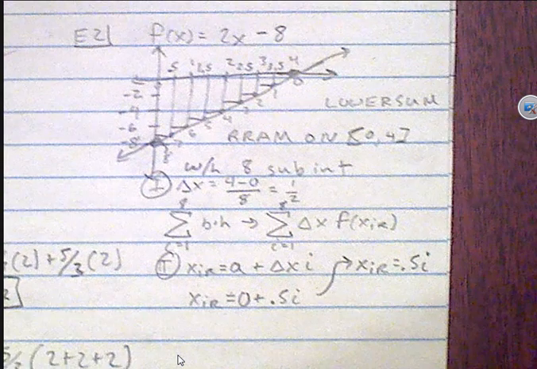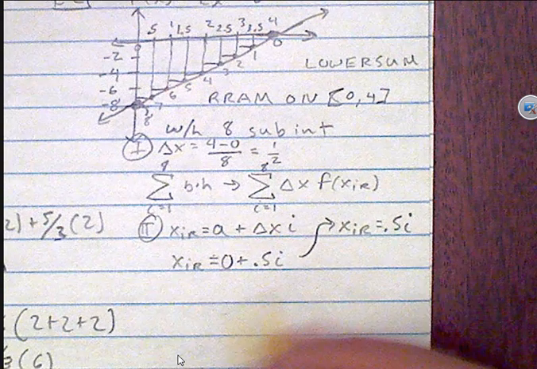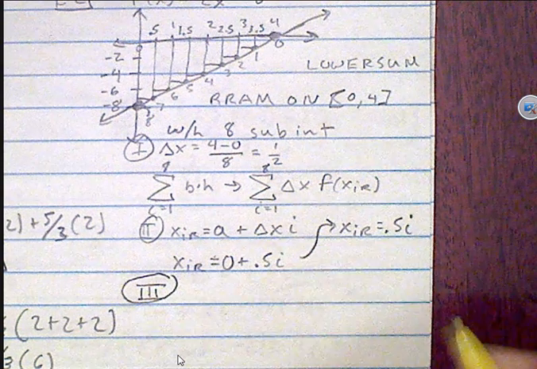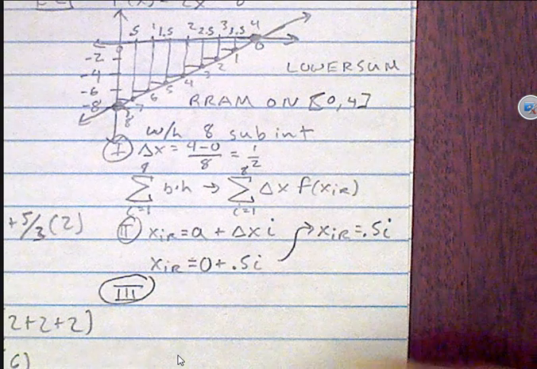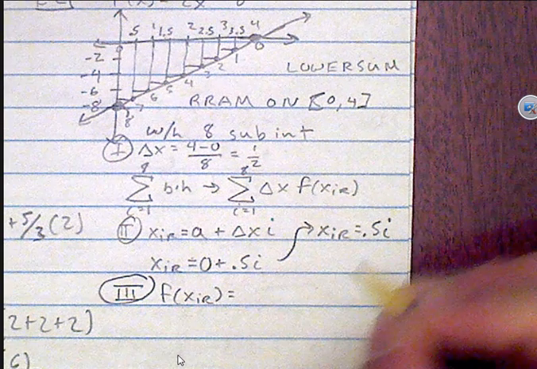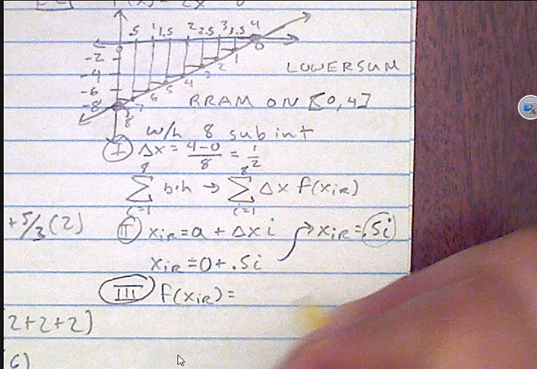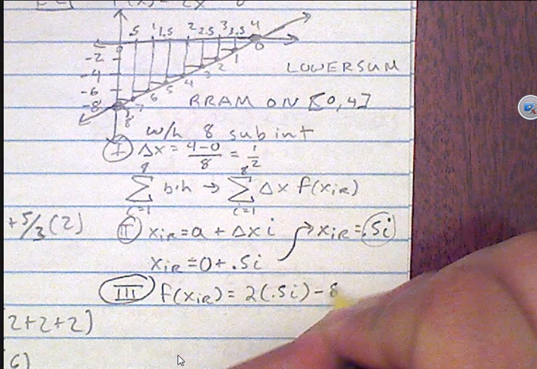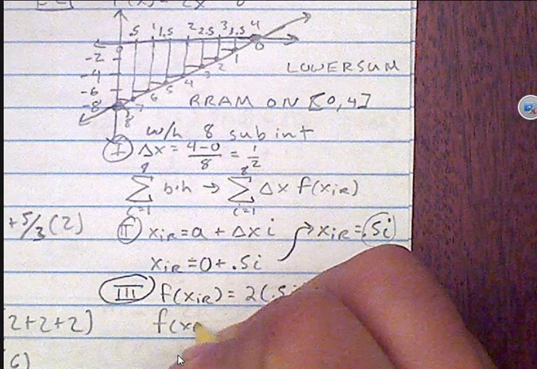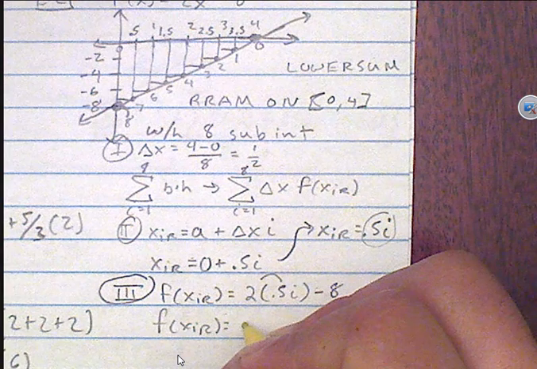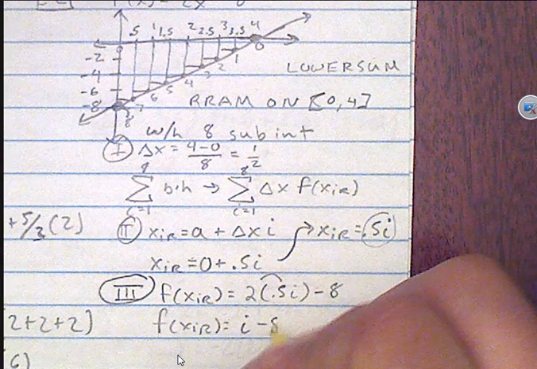Alright. Now we've got to find f of x of I, r. I'm not going to retell you what f of x is. You know what f of x is. It's right there, 2x minus 8. So let's just do f of x of I, r, because we know what f of x is. 0.5i has to go in for every x, so that's 2 times 0.5i minus 8. F of x of I, r equals 2 times 0.5, which is 1i minus 8, so simply i minus 8.